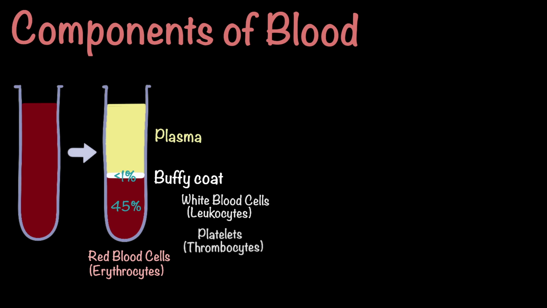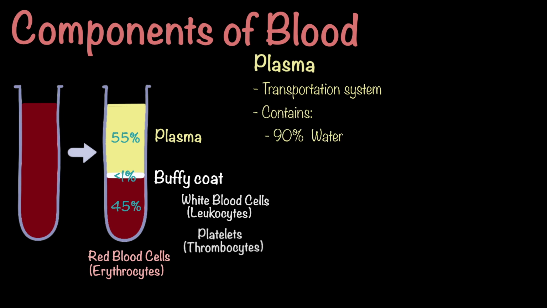At the top, we find the liquid component of blood called plasma, which constitutes approximately 55% of the volume of blood. This pale yellow fluid is a mixture of water, proteins, hormones, nutrients, and waste products. Plasma acts as a transportation system, delivering nutrients to cells, removing metabolic waste, and facilitating the circulation of hormones and antibodies throughout the body. Approximately 90% of plasma consists of water.